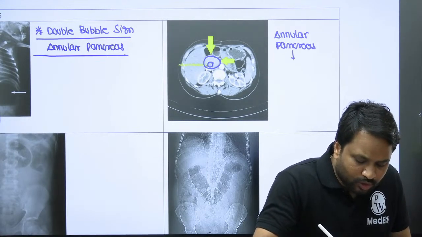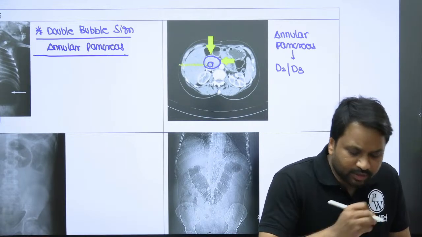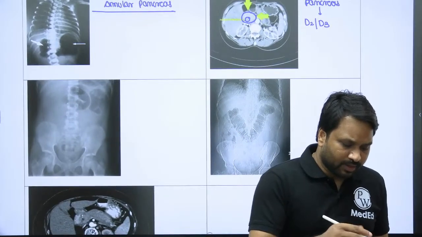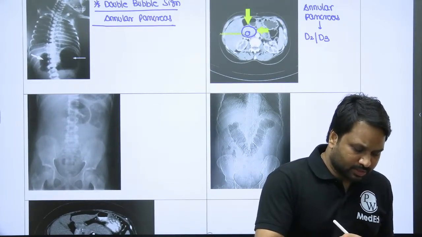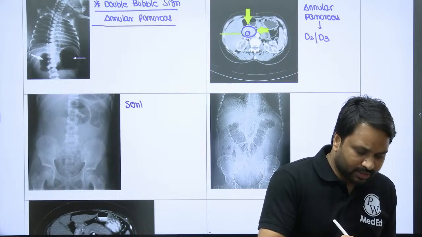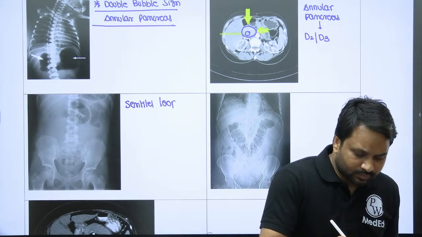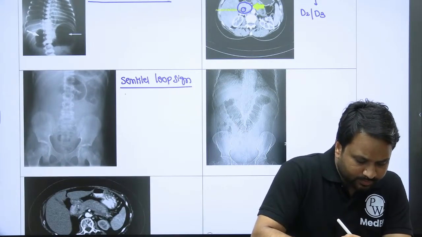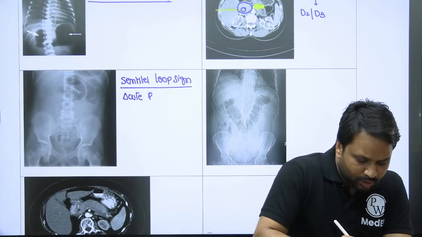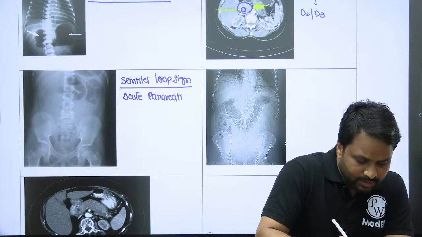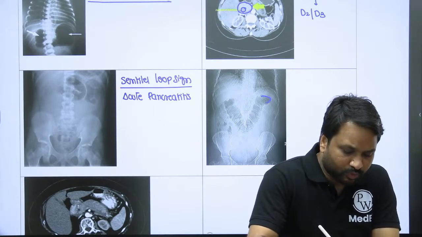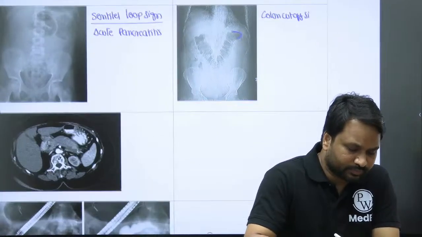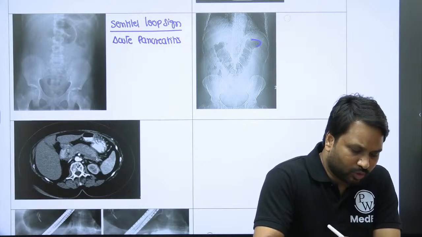Now remember, the most common site is the junction between the second and third part of the duodenum, where the rim of the annular pancreas is usually formed, right? Now in acute pancreatitis, the first thing you will see is the sentinel loop sign. This is seen in acute pancreatitis. Then there is an abrupt cutoff of the colon. This is what we call the colon cutoff sign.